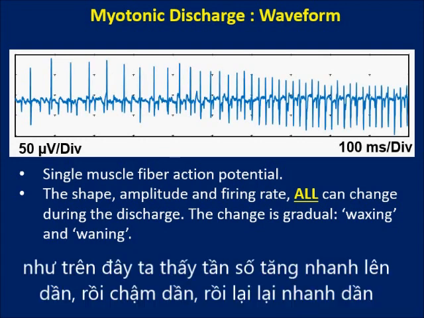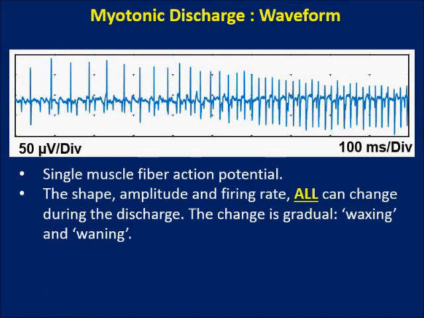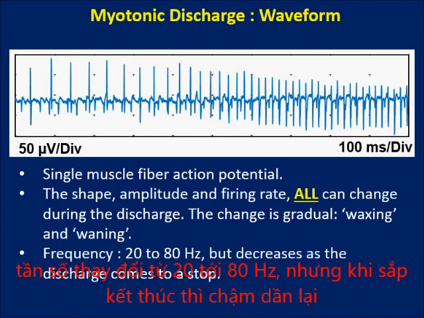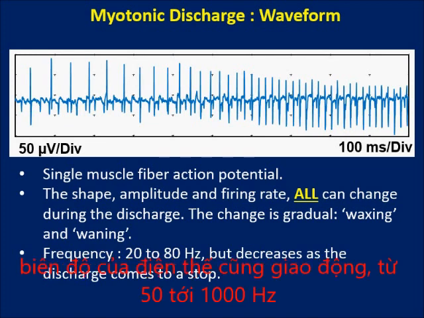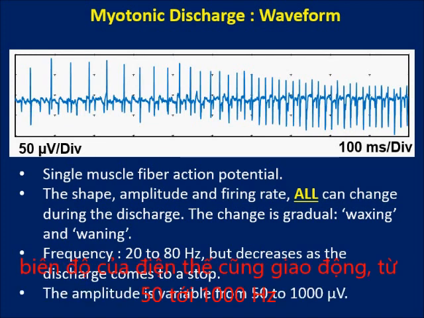The change is gradual. As an example, the firing rate will slowly increase and then gradually reduce and then increase again. This is called waxing and waning. The frequency varies from 20 to 80 Hz, but decreases as the discharge comes to a stop. Very low frequency myotonic discharges have also been reported. The signal amplitude is variable from 50 to 1000 microvolts.